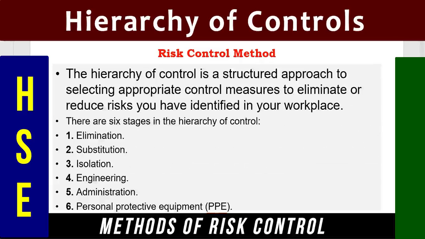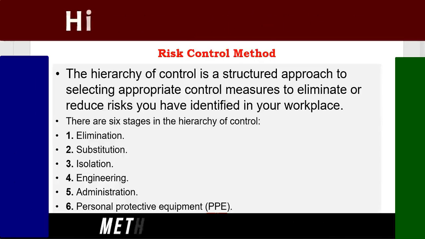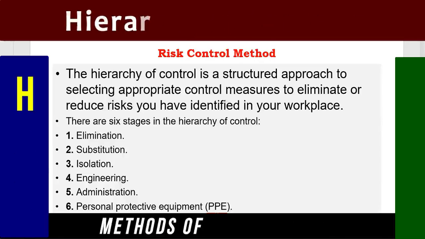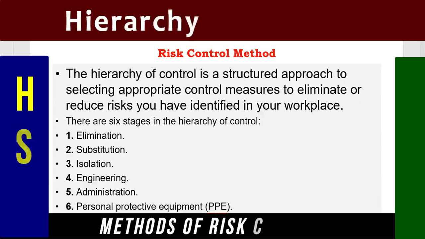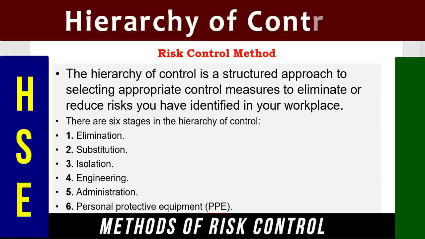Dear friends and fellows, the hierarchy of control is a structured approach to selecting appropriate control measures to eliminate or reduce risks you have identified in your workplace. There are six stages in the hierarchy of control. Number one, elimination. Number two, substitution. Number three, isolation. Number four, engineering controls. Number five, administrative controls. And number six, personal protective equipment, PPE.